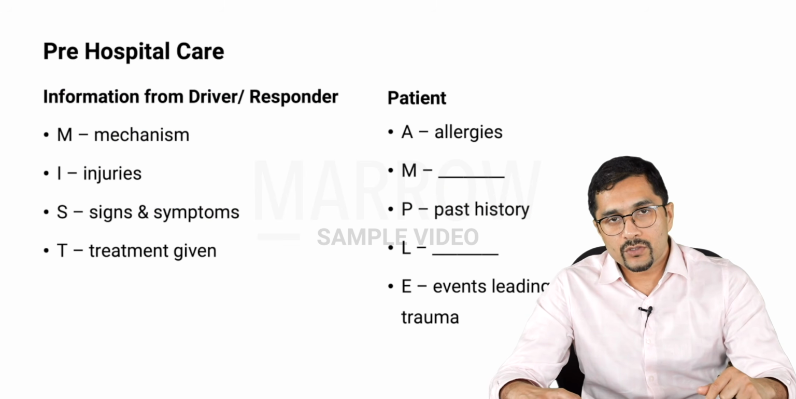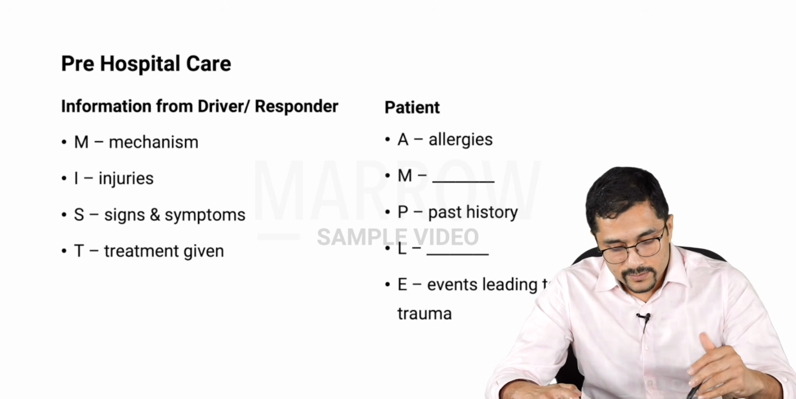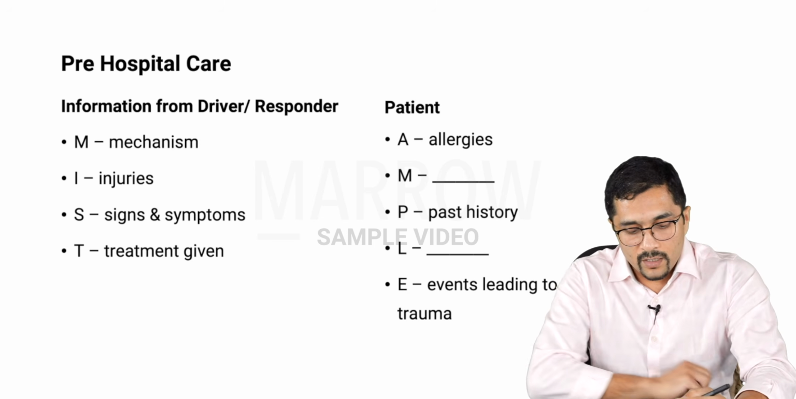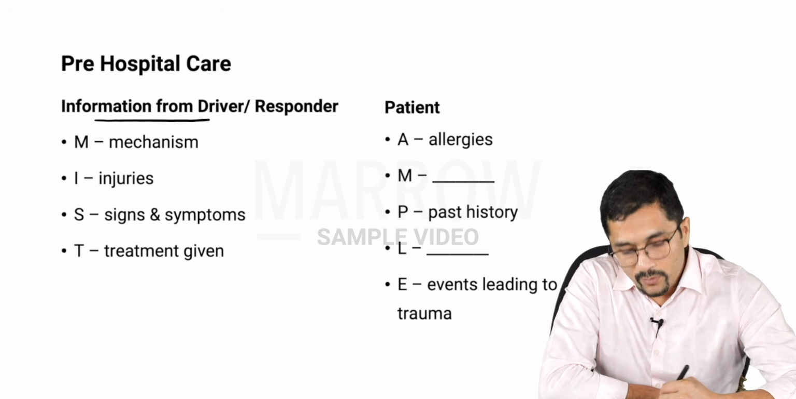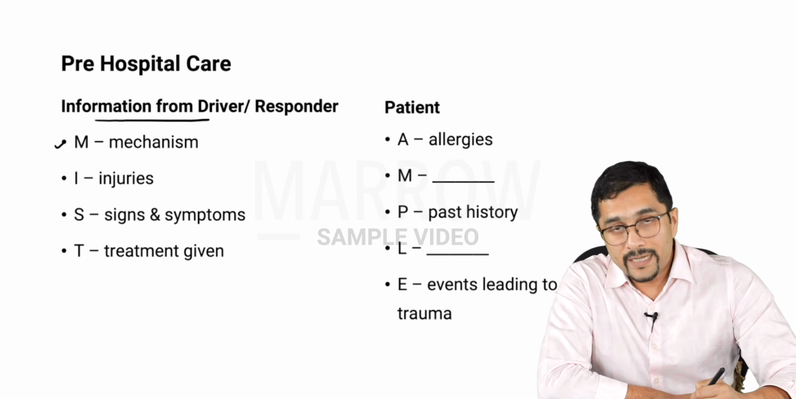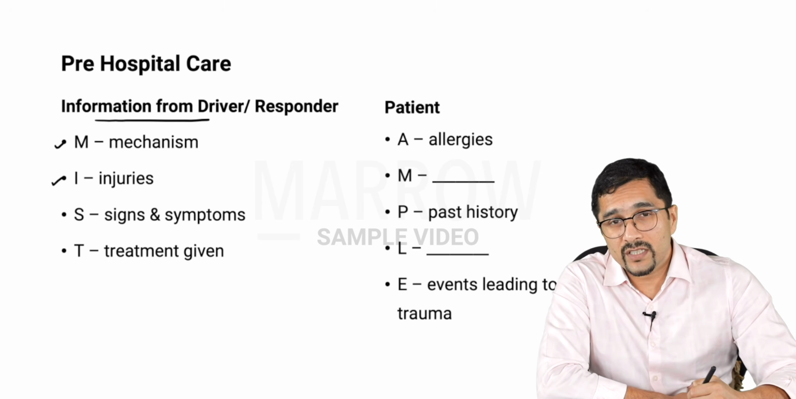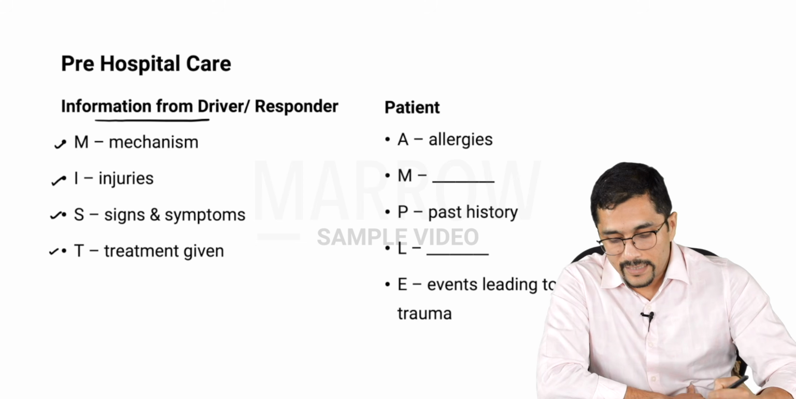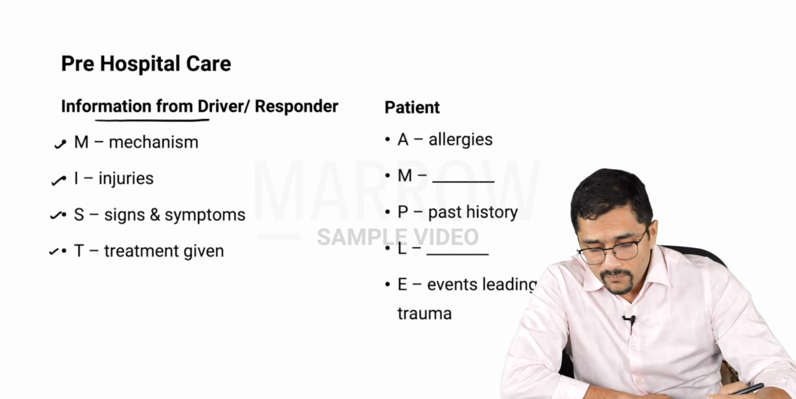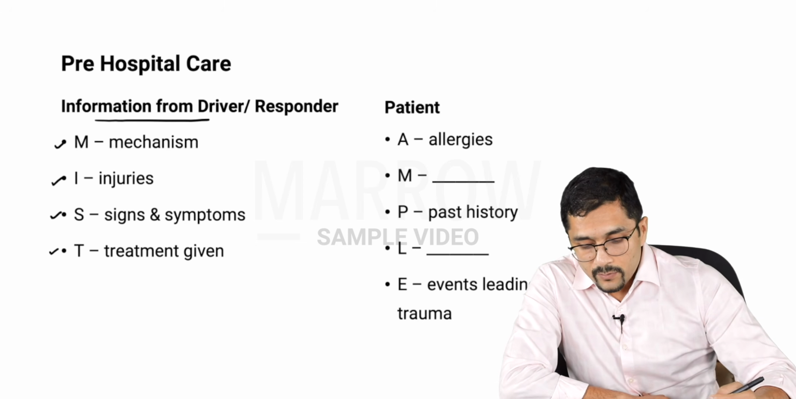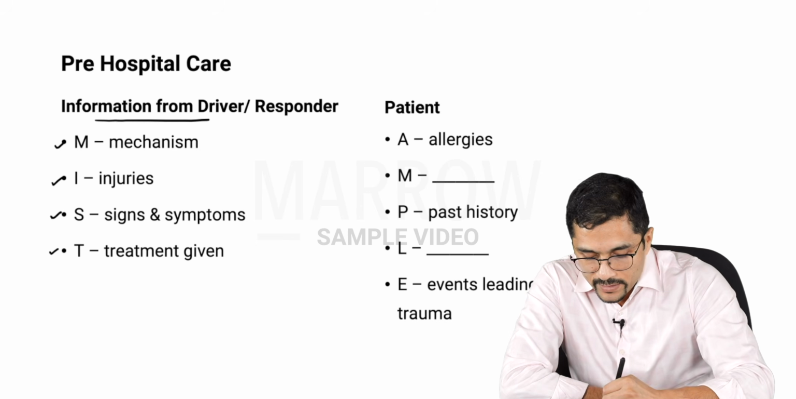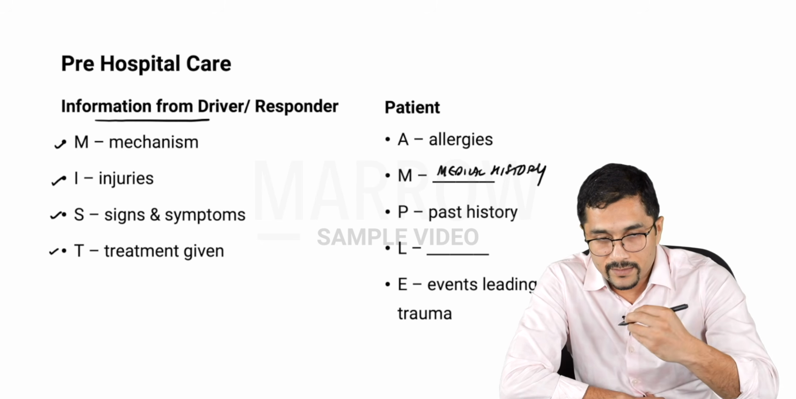Whenever we encounter a trauma patient, there are certain things which we need to remember. The information which we get from the driver or responder, you get missed, that is mechanism of the injury, what is the extent of injury, signs and symptoms, and the treatment given. From the patient, we get allergies. M is for medical history, if they are diabetic, hypertensive, taking any medicines.